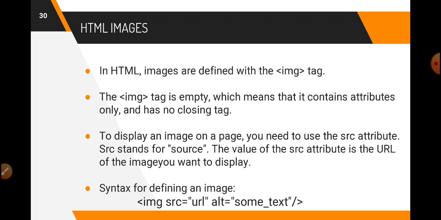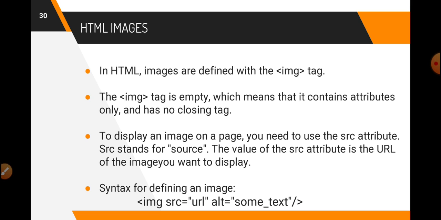Okay, moving on with HTML images. Again, you can include images for your web page. In HTML, images are defined with the img tag. The img tag is empty. When we say a tag is empty, it contains attributes only and has no closing tag. So there is no such thing as a forward slash img. To display an image on a page, you need to use the src or the source attribute.